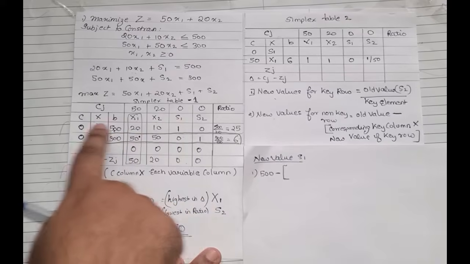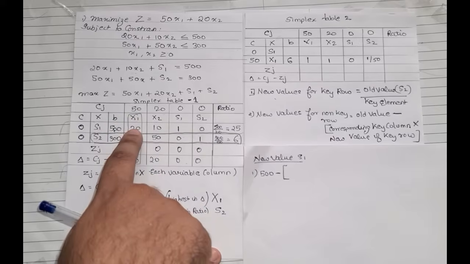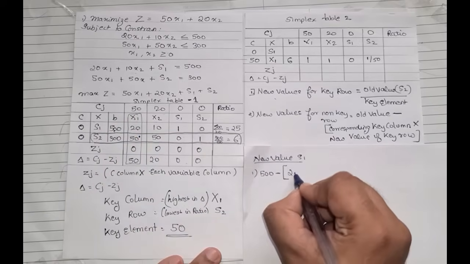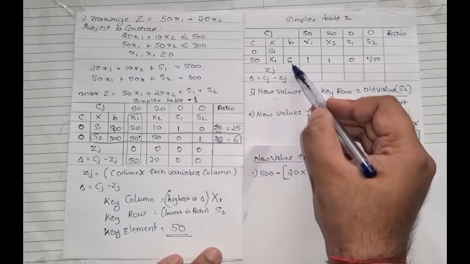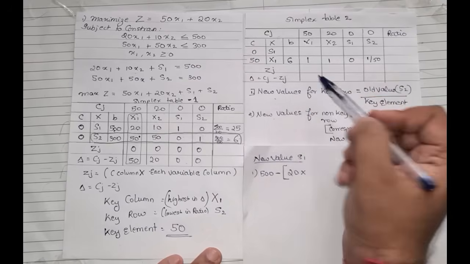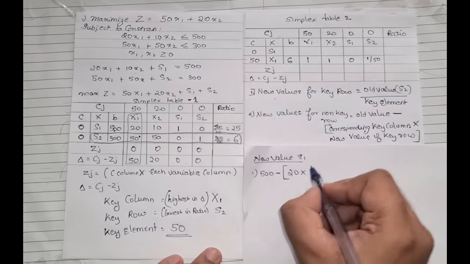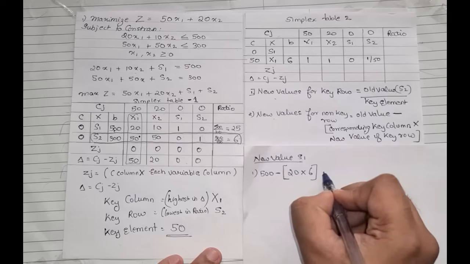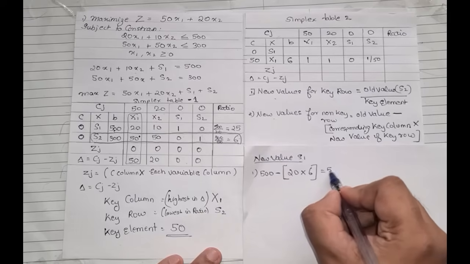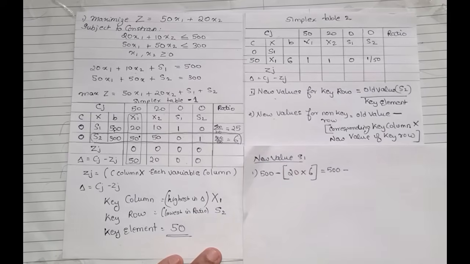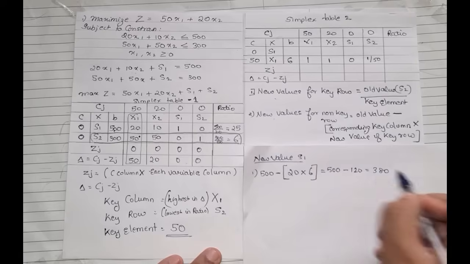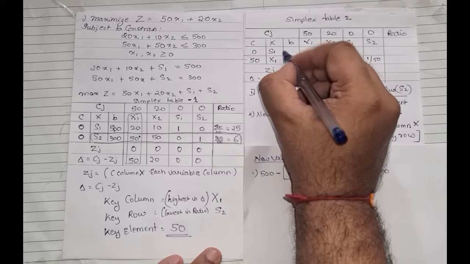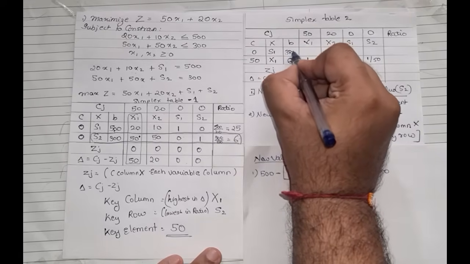Okay, so in this entire line, the corresponding key column value was 20, so it will be 20 multiplied by the new value of the key row. The new value of the key row is 6, so I get 500 minus 20 into 6, which is 120, so the value comes to 380. I'll write this here as 380.